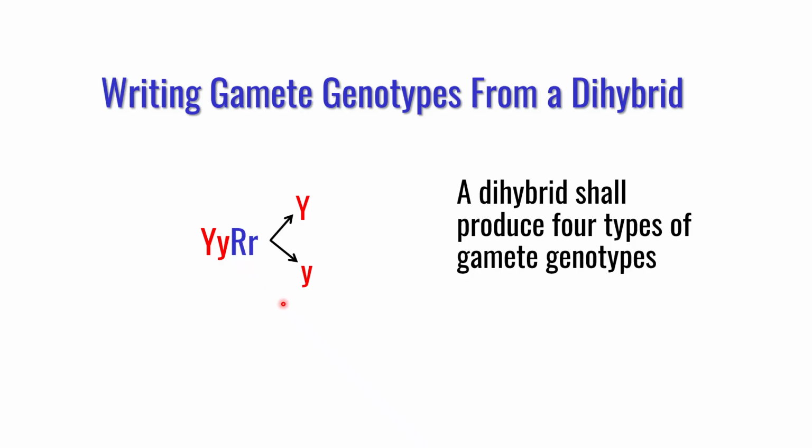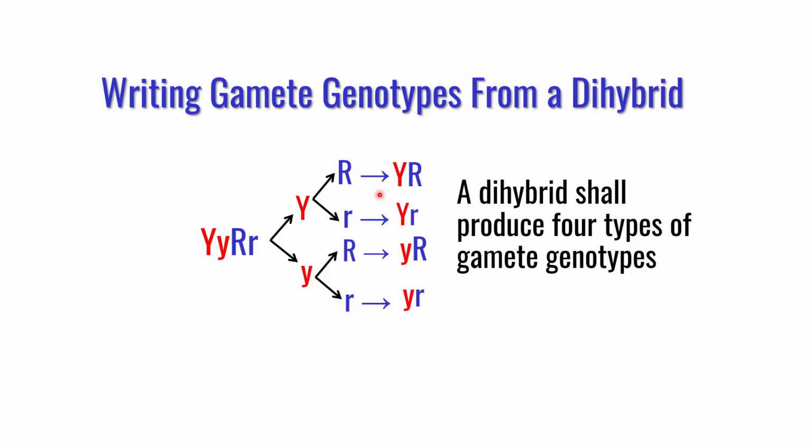If it is hybrid, then split again and put capital R, small r here, capital R, small r here, and then you put the combination: capital Y capital R, capital Y small r, small y capital R, small y small r. So from a dihybrid genotype, four types of gametes are possible. So using these gamete genotypes, we will explain the ratio 9 is to 3 is to 3 is to 1 using the Punnett square method in the next slide.